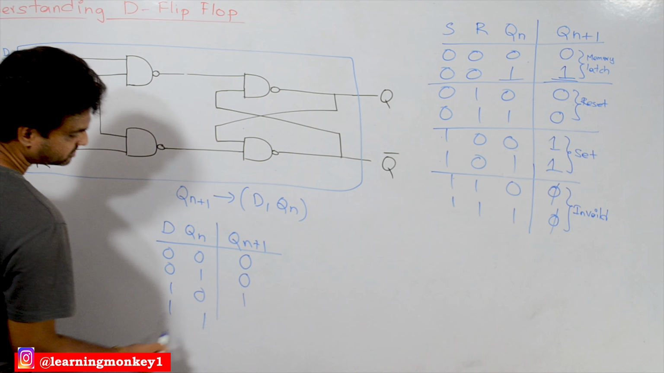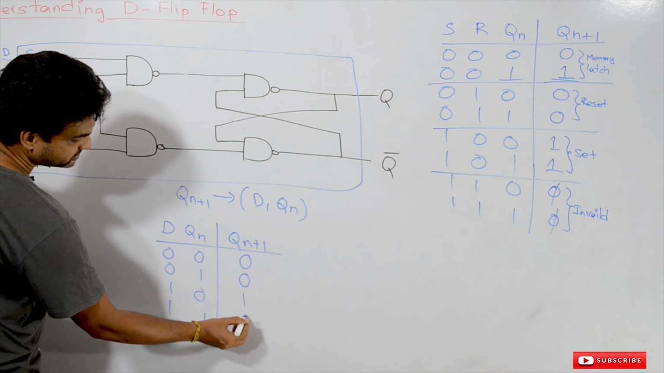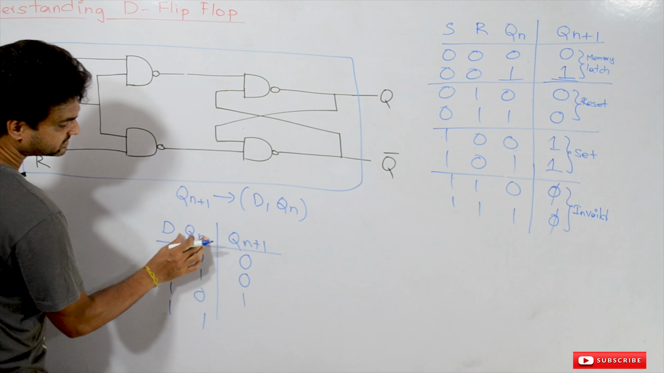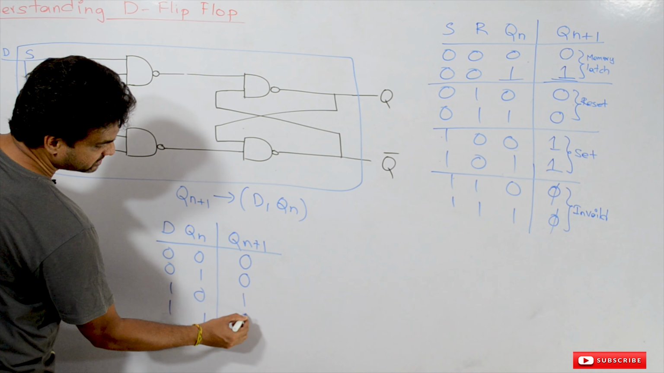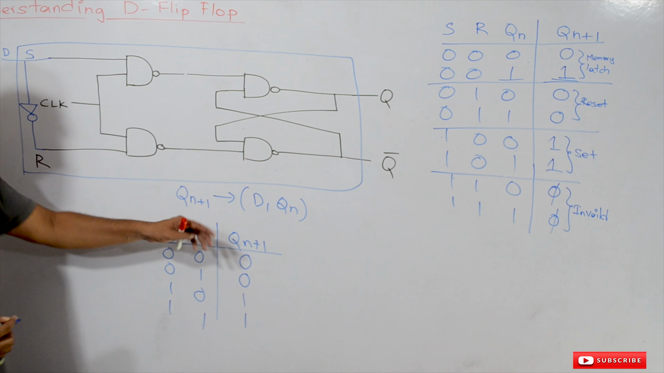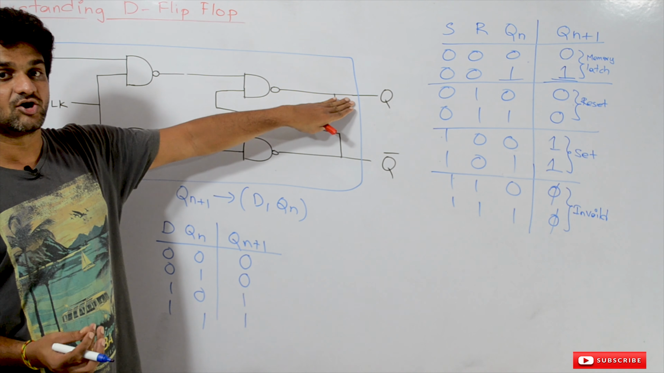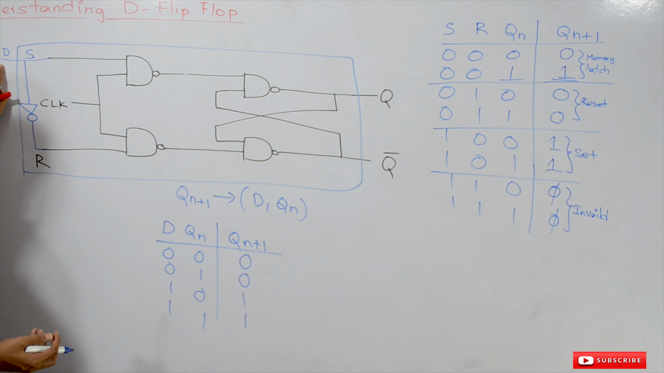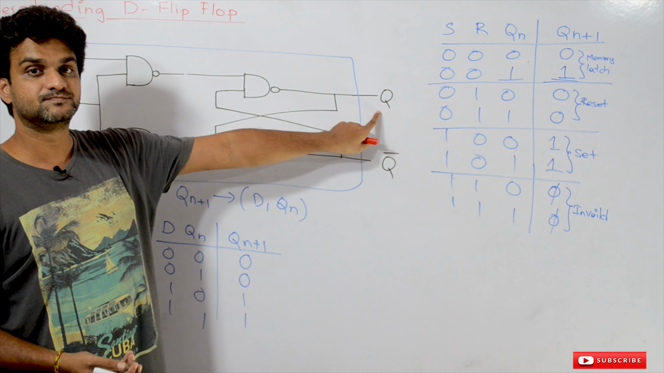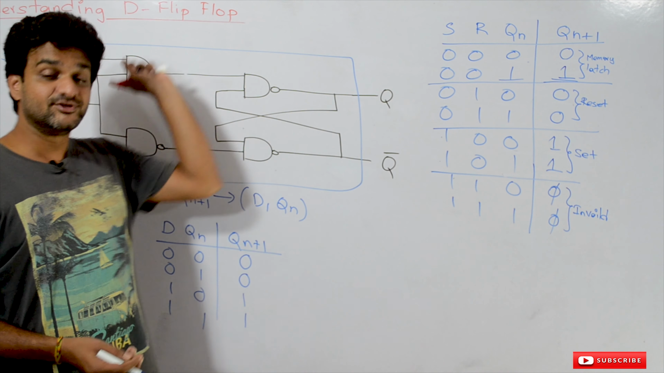And here similarly D is equal to 1. So whenever D is equal to 1, Q is going to be 1, whatever the Qn may be. It is not considering the previous output. So just this D will be transmitted to Q, which means that in this circuit we are going to store the value that is given at D.